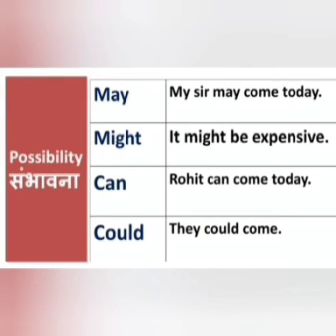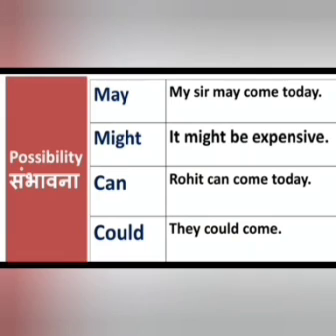Then can. Rohit can come today. When we use can, it is an informal way, maybe to our closest one. And could, where you use it, rarely we'll use could. They could come. It shows possibilities. When we use possibilities, we are hoping, that time we'll use these words.